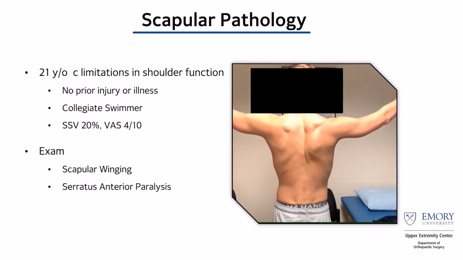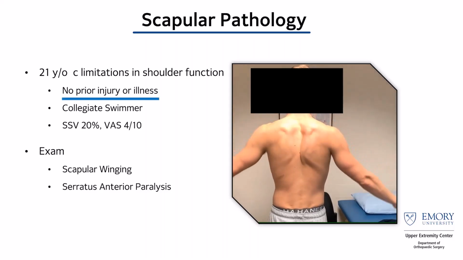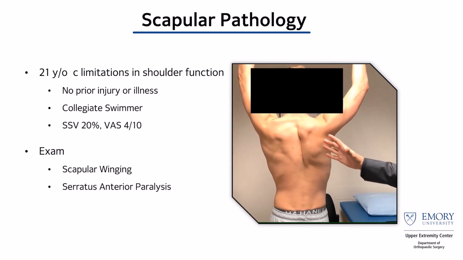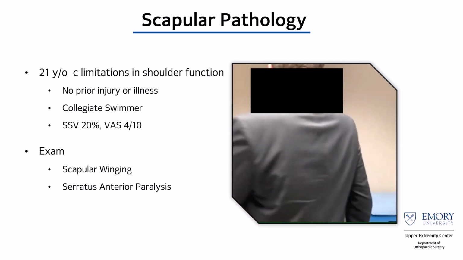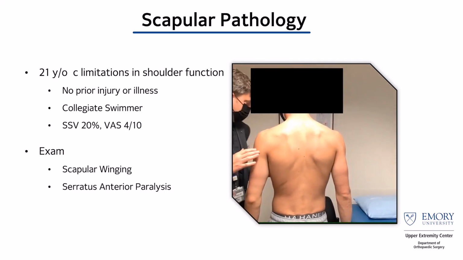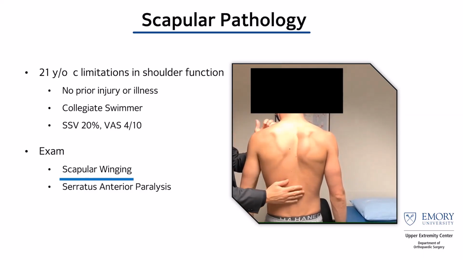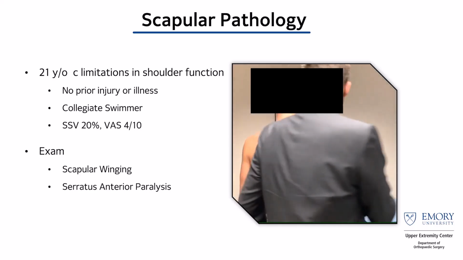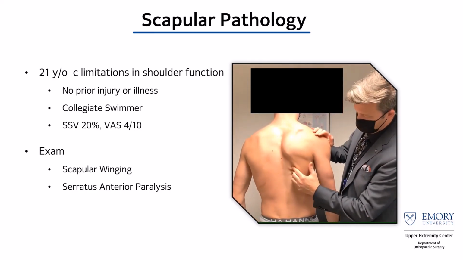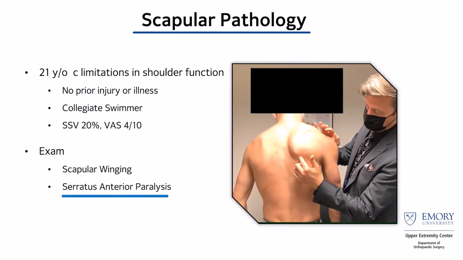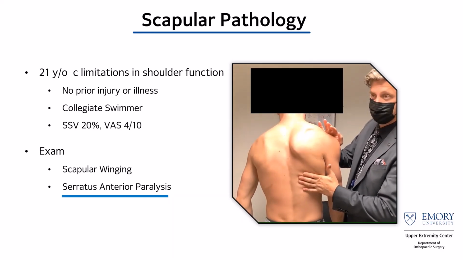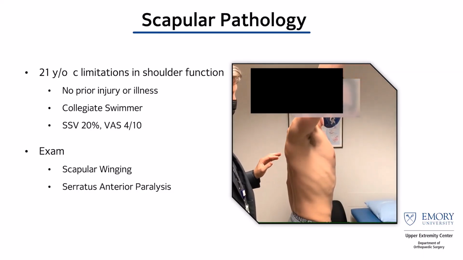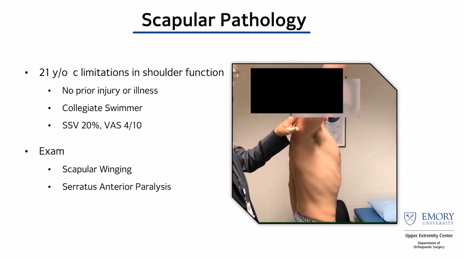Here's another example, a 21-year-old swimmer, limitation in shoulder function, no prior injury, collegiate swimmer, but very limited shoulder function. He woke up one day and couldn't move his shoulder. No prior injury, nothing else really to explain this. You can see his examination. He has scapular winging. This is the normal shoulder, so I'm testing the strength of his serratus anterior on the left. He has really good serratus anterior strength. See, when we go to the right, though, look at how much he wings out. So he has no actual serratus anterior function. So it means no ability to hold his scapula to his chest wall. This markedly limits his ability to function, especially as a competitive athlete like a swimmer.